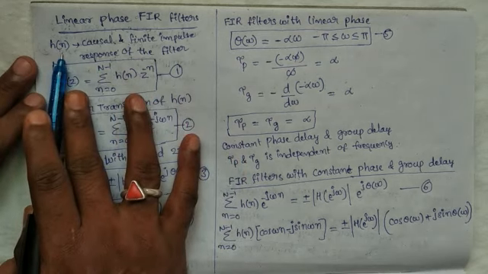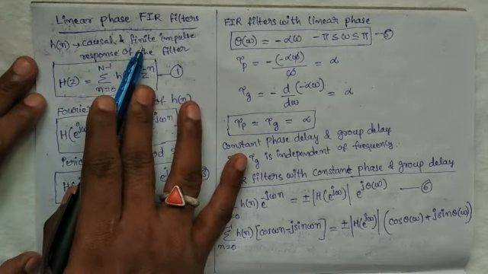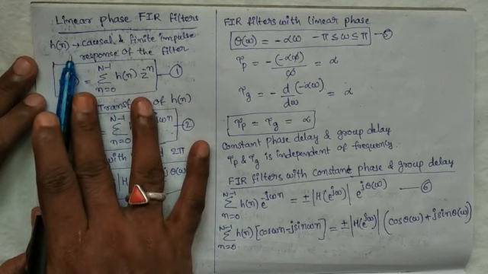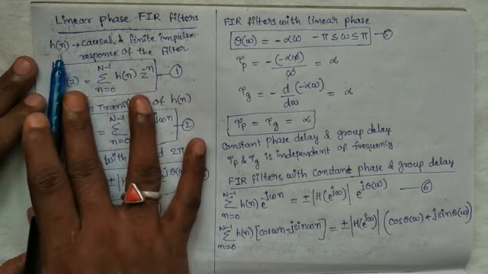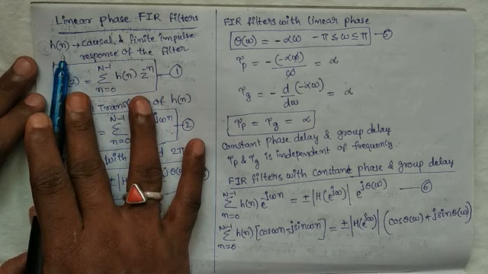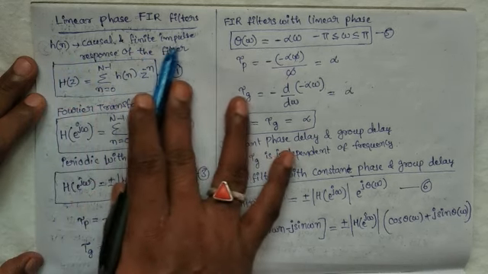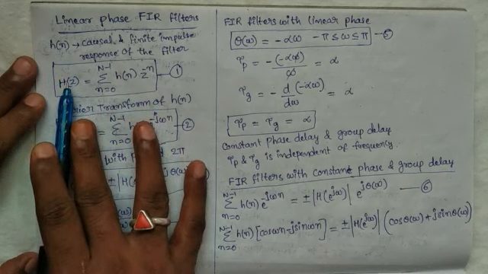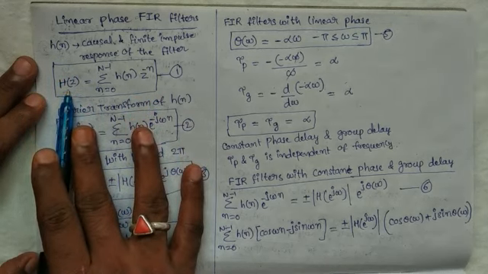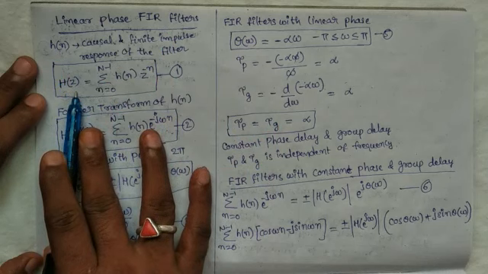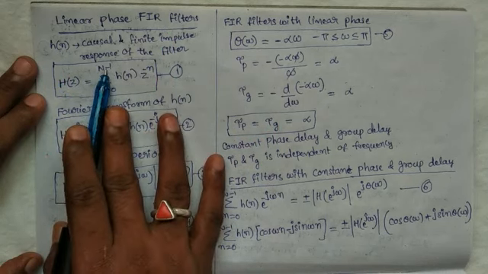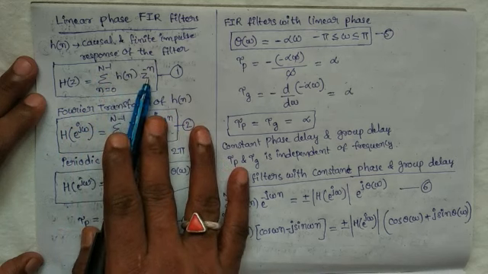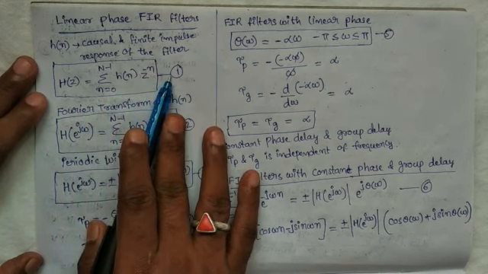Here h(n) is a causal and finite duration sequence, which means h(n) contains N samples. Causal means the impulse response is 0 for n less than 0, so it is defined from 0 onwards, but since h(n) is finite duration, it contains only N samples. We represent the transfer function of the FIR filter as H(z) equals the summation from n equals 0 to N minus 1 of h(n) z power minus n. This is equation 1.